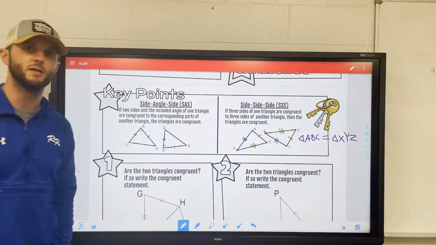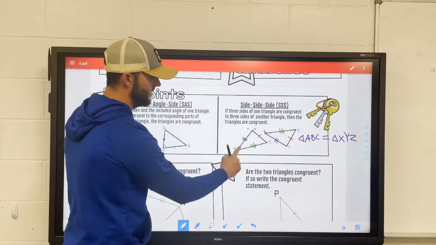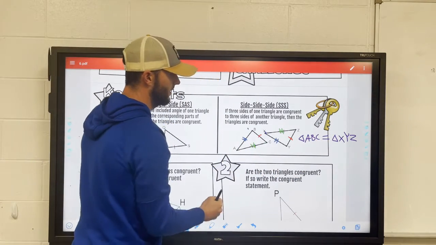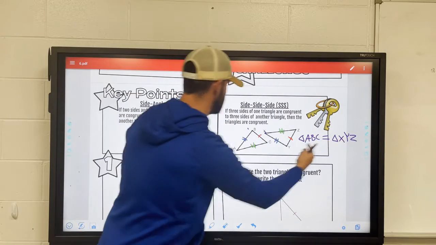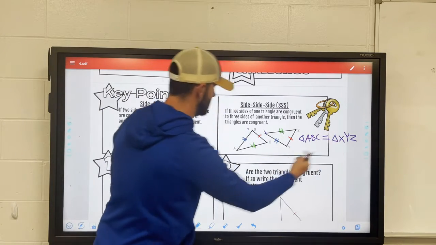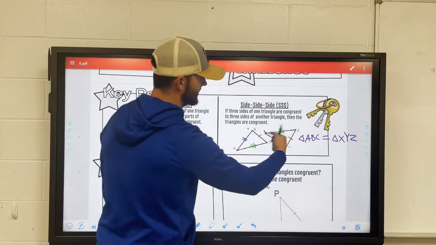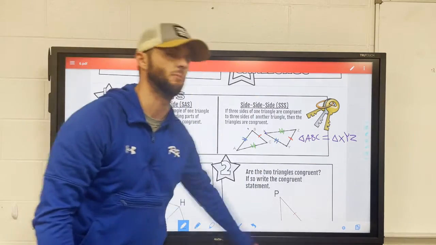The reason I do this is because side AB and XY are the same, BC and YZ, and then AC and XZ. So it lists out the correct way, and you gotta make sure you write that congruent statement the right way.